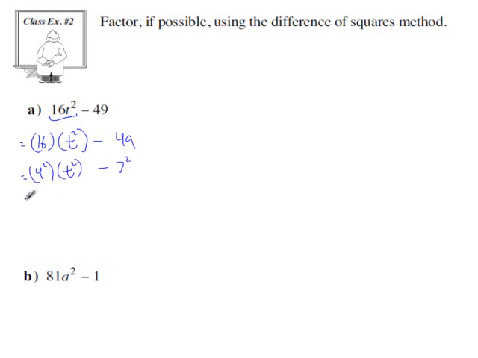So now I can write this as (4t) squared, because each of these things are being squared now. So if this is (4t) squared minus 7 squared, now we really have the something squared minus something else squared format that we need. So your a term is 4t, your b term is 7. So this equals (4t minus 7) times (4t plus 7). And that's your final factored answer.